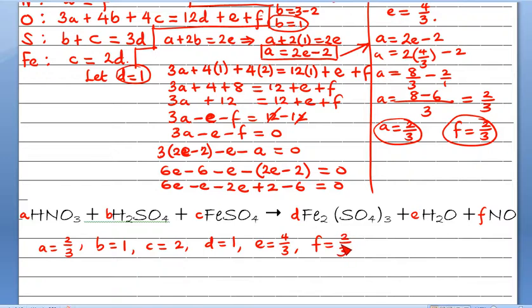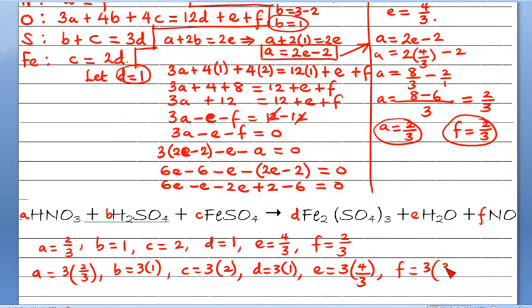Now, I want to remove the fractional denominators. So I will multiply every value by the LCM of the denominators. The LCM of 3 and 3 is 3. So I multiply all by 3. So A now becomes 3 into bracket 2 over 3. B becomes 3 into bracket 1. Then C becomes 3 into bracket 2. And then D becomes 3 into bracket 1. And then E becomes 3 into bracket 4 over 3. And then F becomes 3 into bracket 2 over 3.